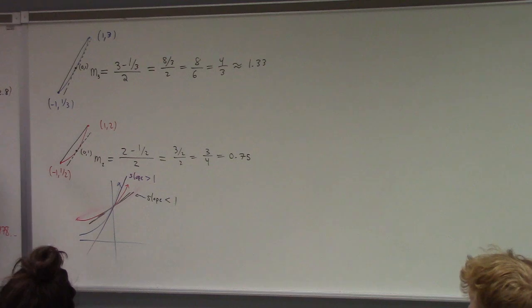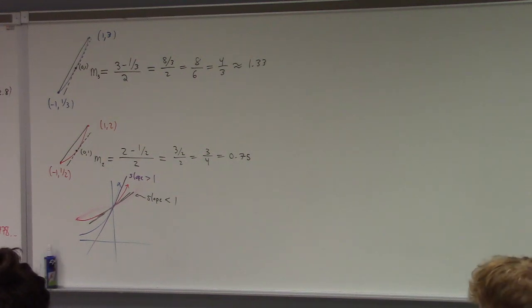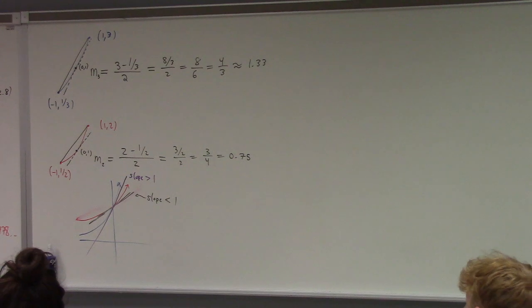These calculations I did with the secant line illustrate that, because the slope of the secant line would be close to the slope of the tangent line. You can kind of see it if you look at it. So the slope of the 3 to the x function at the y-intercept is bigger than 1. The slope of the 2 to the x function at the y-intercept is less than 1. So there must be some choice of base between 2 and 3 where the tangent line at the y-intercept would have a slope of 1. All right, so that is a special number.